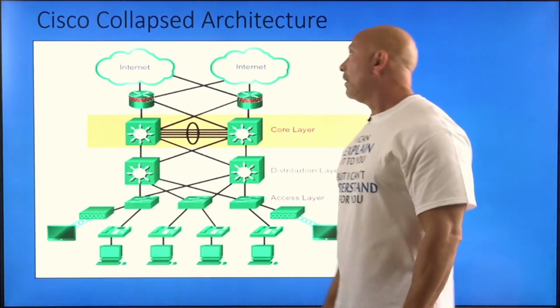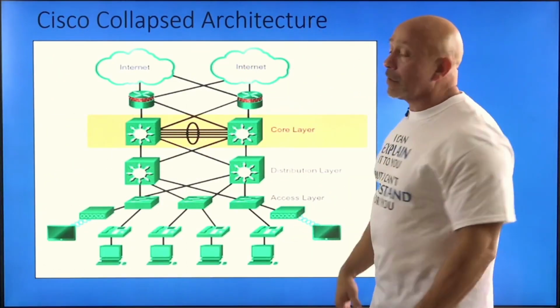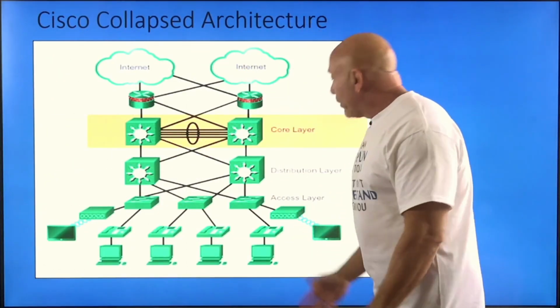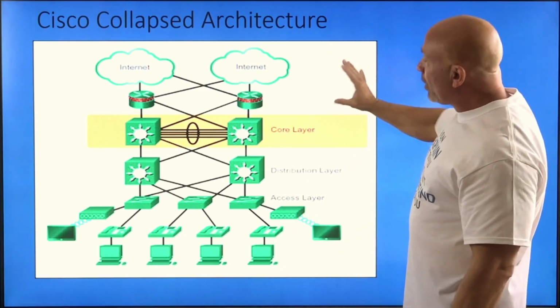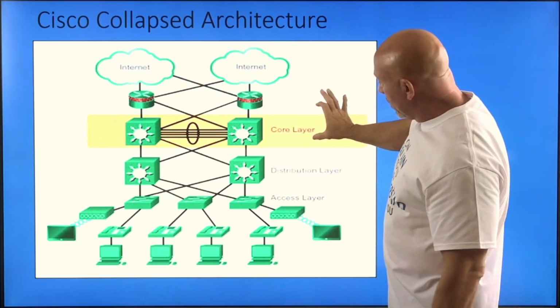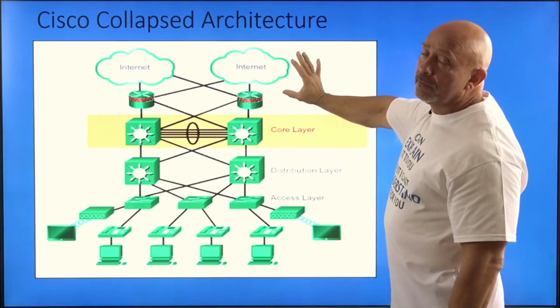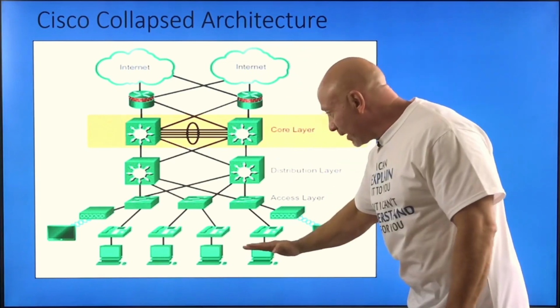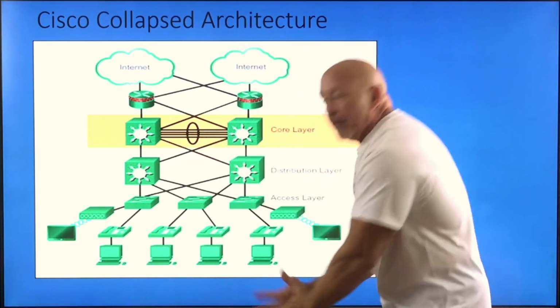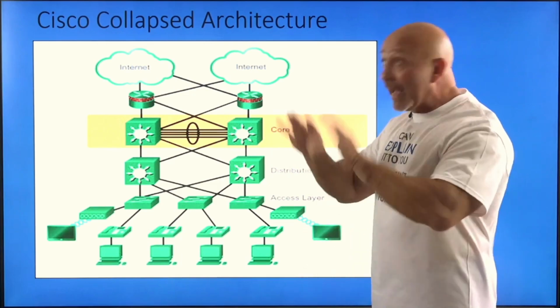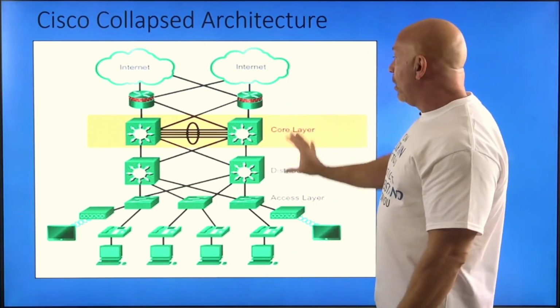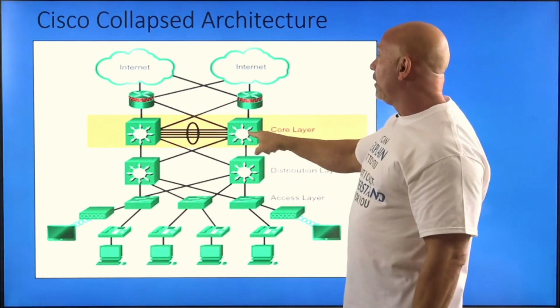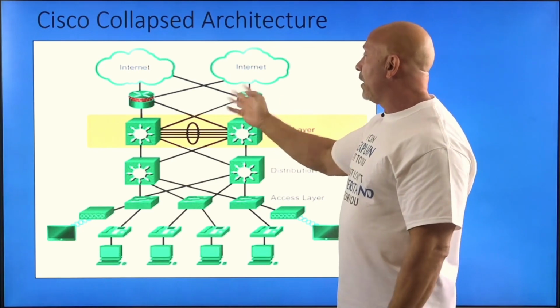All right, the Cisco collapsed architecture. Told you. See what they did? You see what they did? They took the core, put it by itself, and then the distribution and access layer, now they're working together as one. That's it.